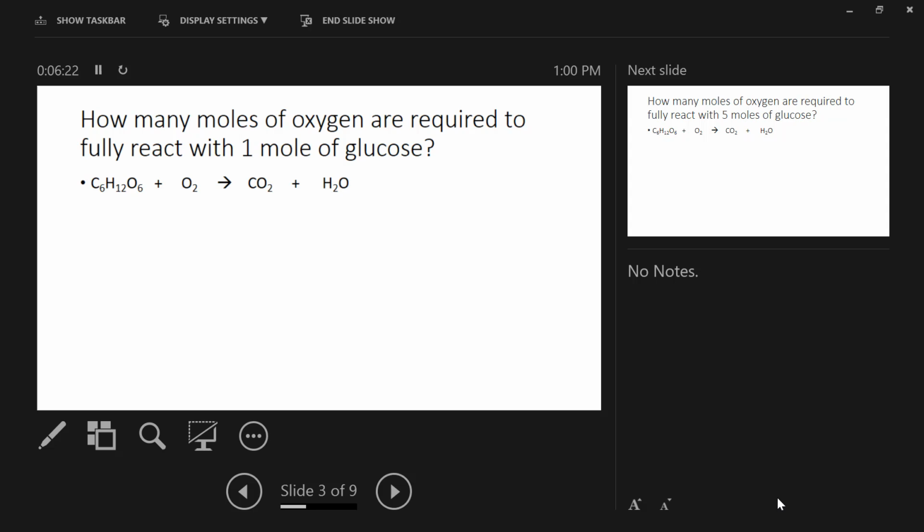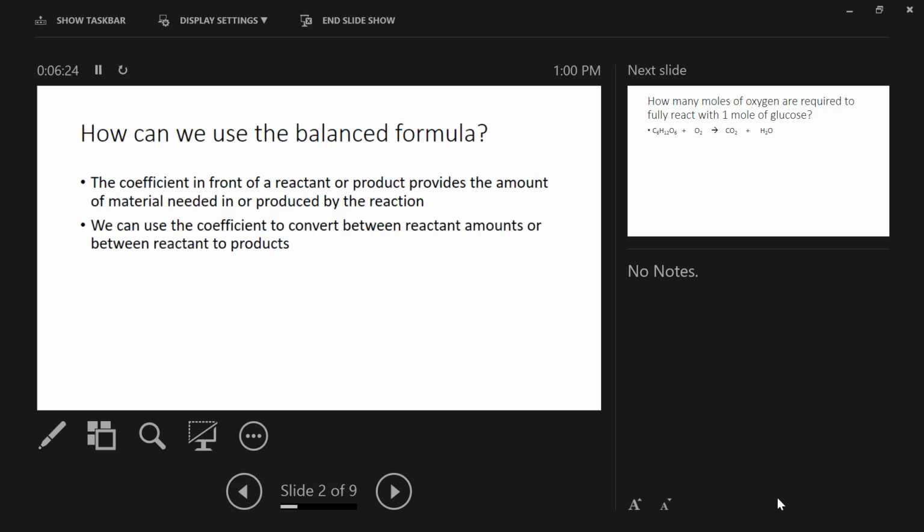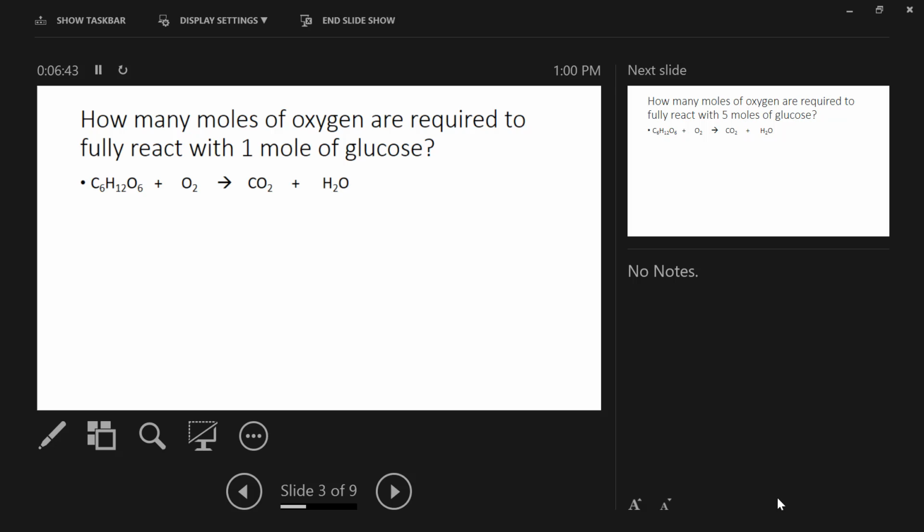Let me show you this slide again. We can use the coefficient to convert between reactant amounts. Here's one reactant, here's another reactant, right? Or we could use it to convert between reactant and product. And then what's not stated, but we could also do, is to convert from one product to another, although we rarely do that. Okay, so can we convert from moles of glucose to moles of oxygen? The previous slide just told us we could, right?